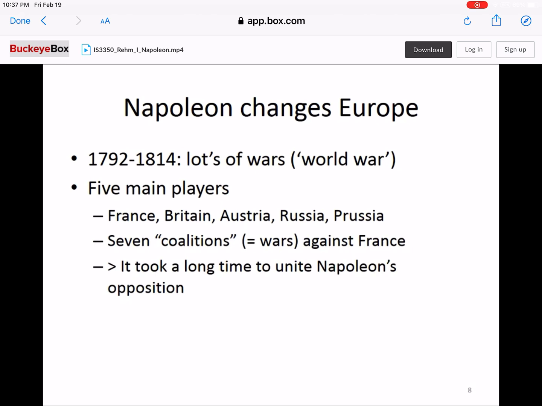And it takes these players 7 main wars or coalitions until they finally manage to defeat France. So Napoleon will be successful for most of the time until 1814. So it took really a long time to unite Napoleon's opposition.